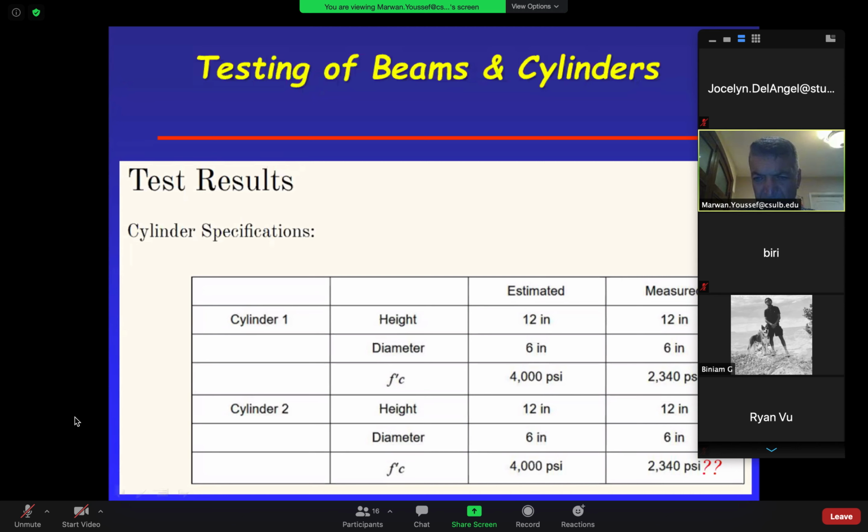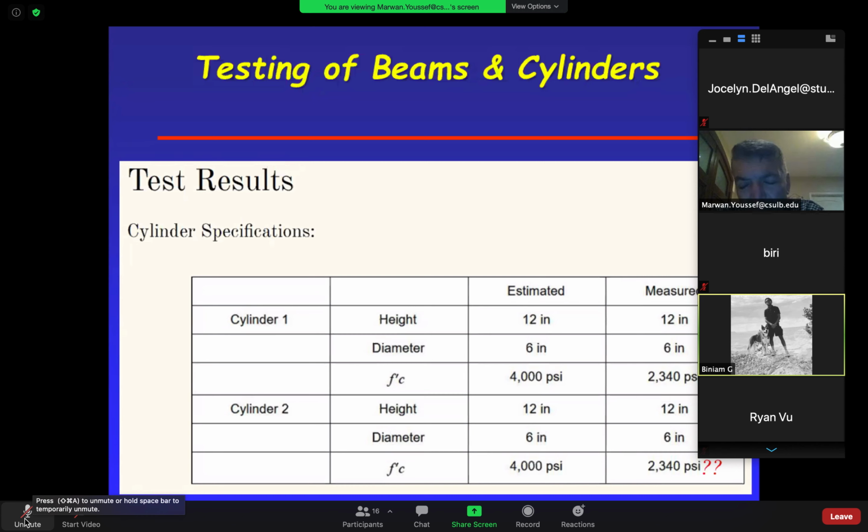Now, I put a question mark here because this number should be different than that, because there's no way you get the first cylinder this and the second cylinder that. There's no way. Okay. So this would be considered a failure if it was a real job, right? For a real job, yes, absolutely. This is a big failure on a real job. Somebody is in trouble. Can you imagine somebody poured a bridge deck and then these are the actual results? That bridge deck is coming down. Who's going to pay for that? You know who's going to pay? The ready mix company.